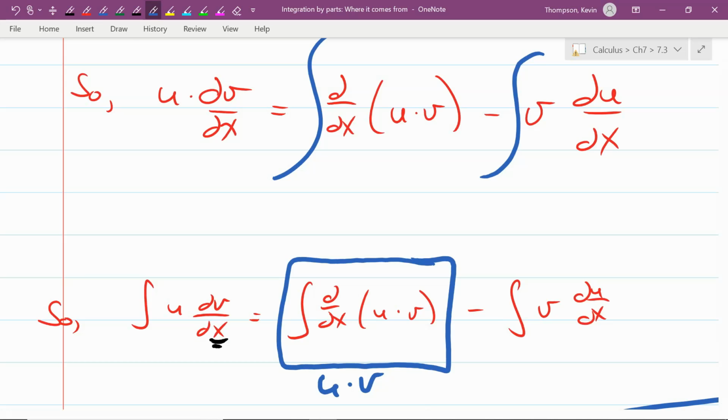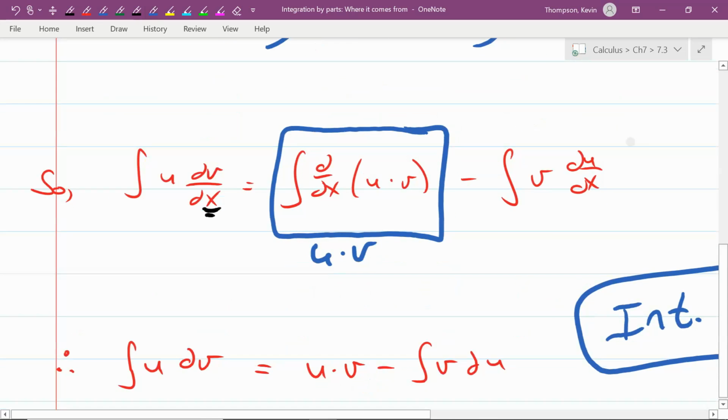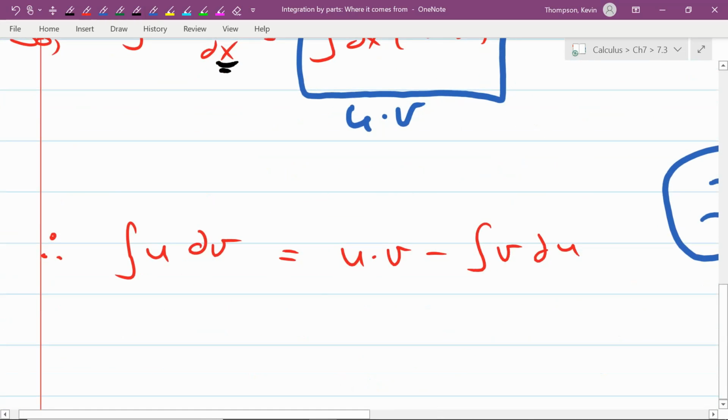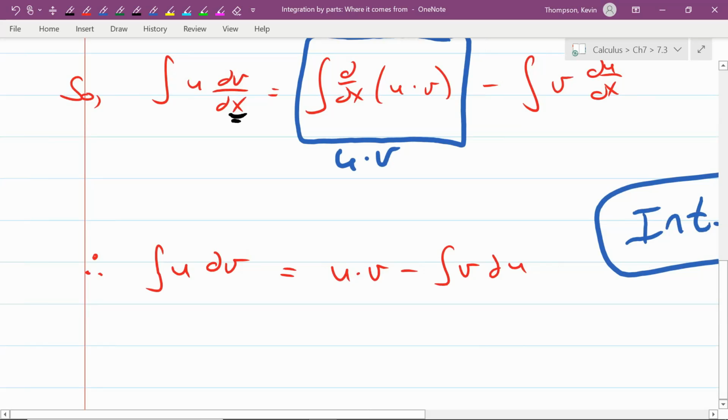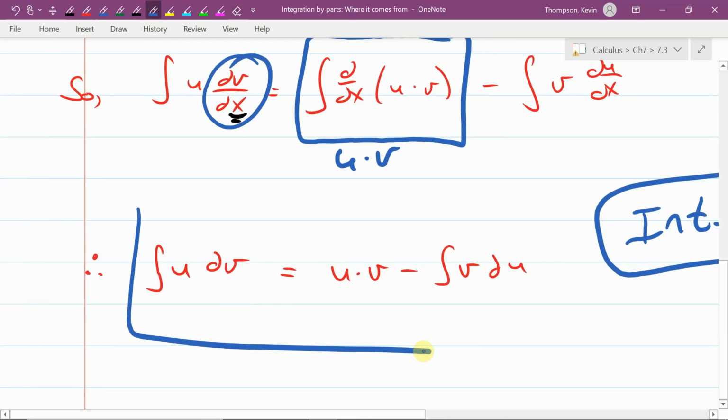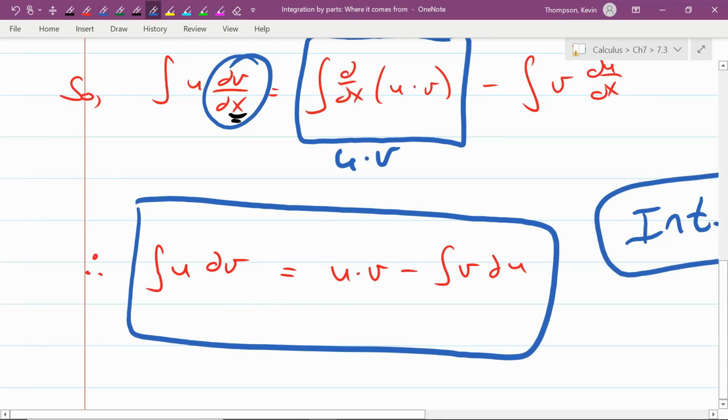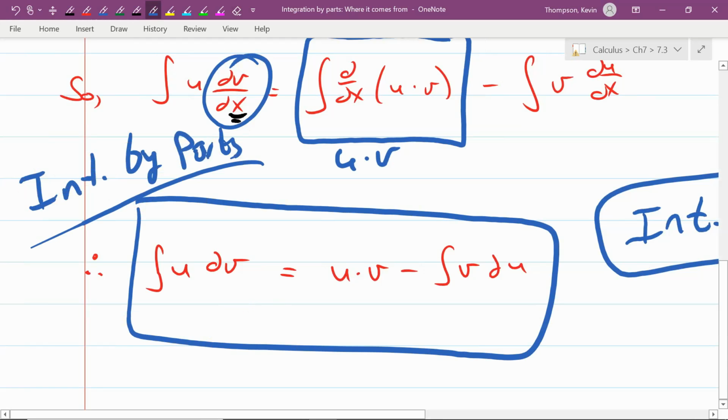So I'm going to simplify this last statement to write this. Instead of writing dv dx, I'm just going to write dv, assuming we're talking about a function of x, and the same thing with du. This is the part that should be in your notes. That is integration by parts. It's basically a formula for it. What we really should take away from this is that integration by parts is the way to undo the product rule.